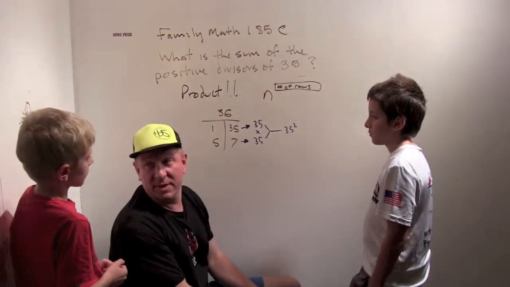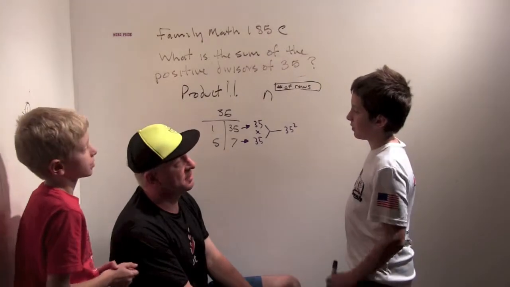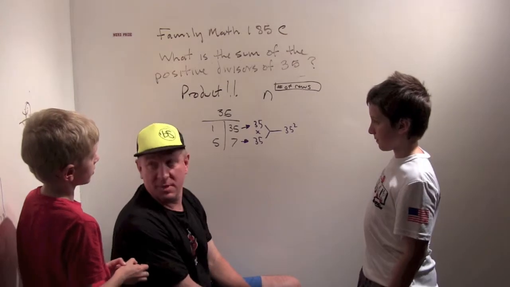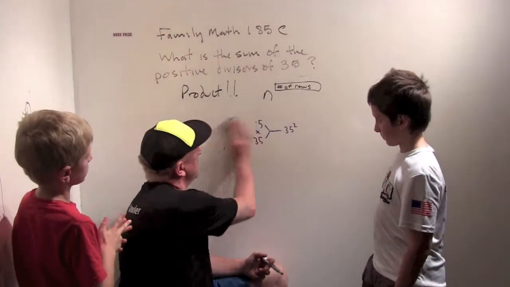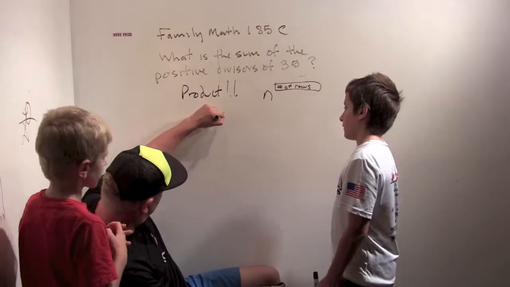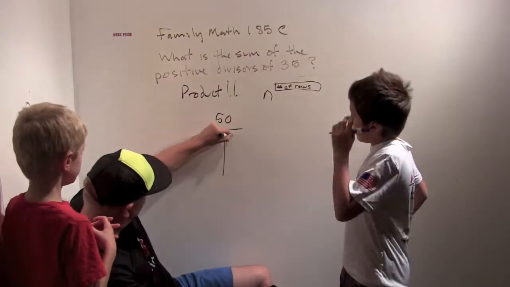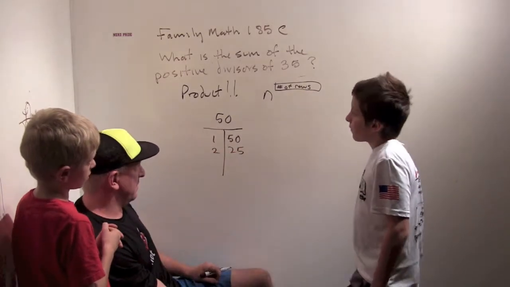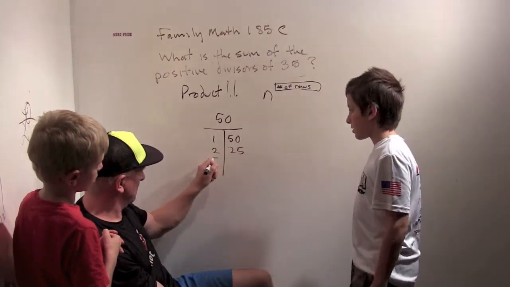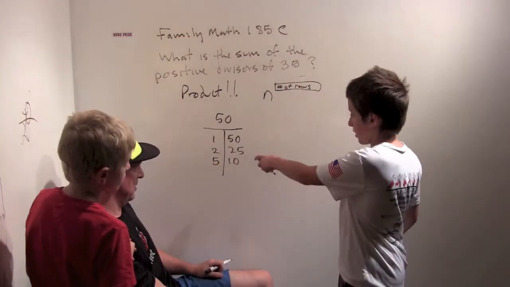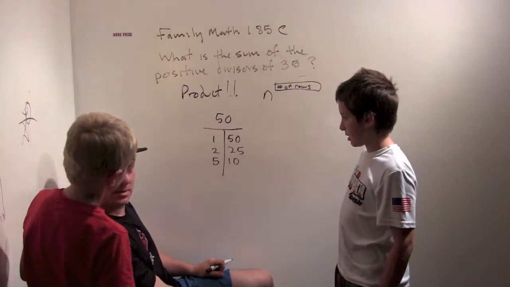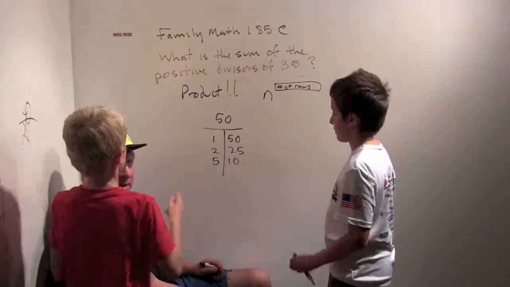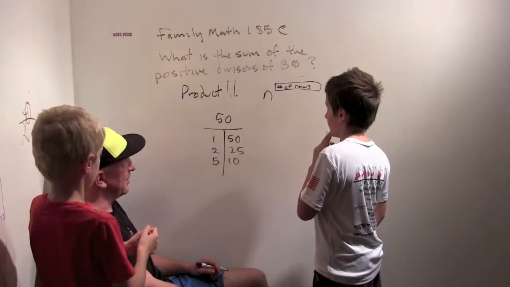Okay, so do you want to do it for 72 like we did last time, or do you want to pick a different number? Let's do something with a little less divisors. How about 50? All right, what are the divisors of 50? Well, 1 and 50, 2 and 25, and then 5 and 10, and that would be it. So we have 6 total divisors here. How many rows do we have? We have 3 rows, so this is 50 to the third.